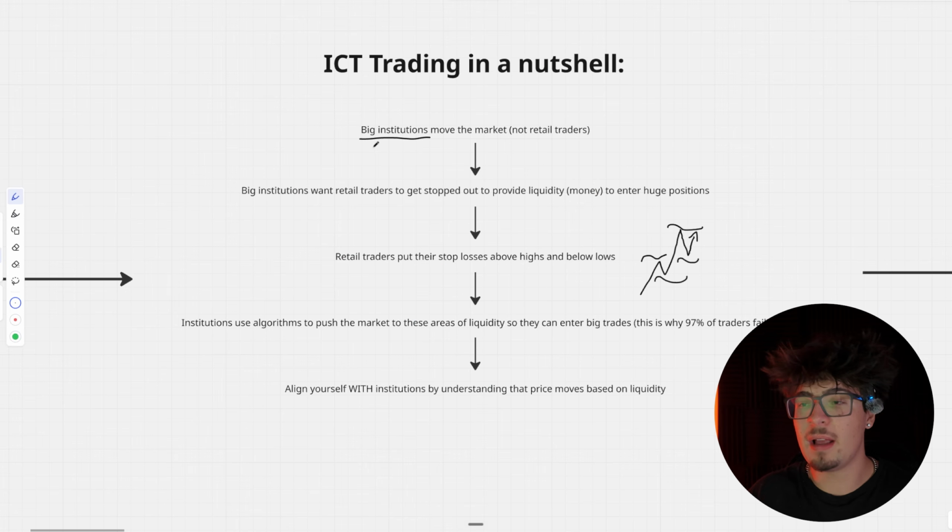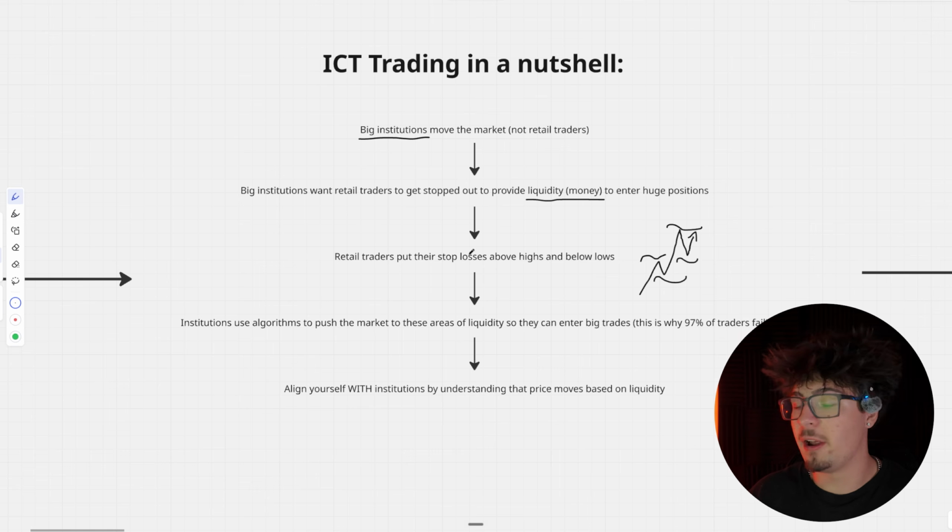The next understanding is that big institutions move the market, and big institutions want retail traders to get stopped out to provide liquidity or money to enter huge positions, right? So retail traders' orders literally provide liquidity for these big institutions to put in their enormous orders. They need retail traders' orders to get filled or their stop losses to get filled so that they can enter their positions. The next thing that you need to understand is that retail traders put their stop losses above highs and below lows, right? So here's a little demonstration. There's liquidity above this high, liquidity above this low, liquidity below this low, and liquidity above this high, right? And just know from now on, when anyone refers to liquidity, we're referring to retail traders' stop losses.